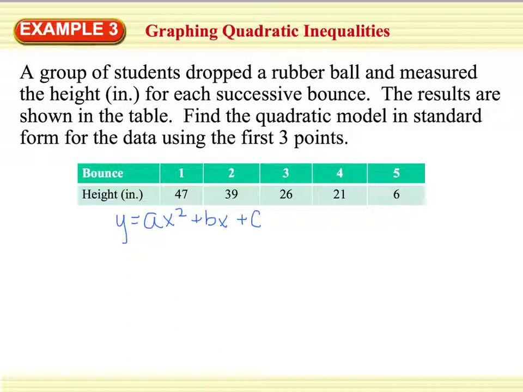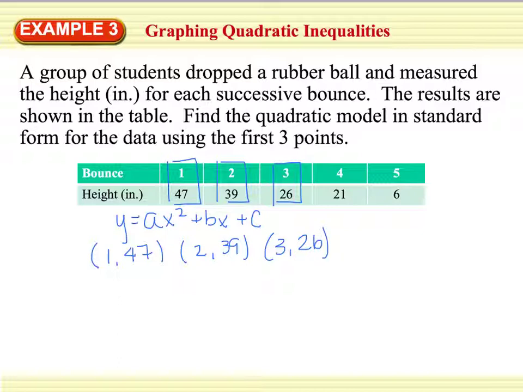If I'm using the first 3 points, I can turn these first 3 points into coordinate points. So I'm going to have the coordinate points 1, 47; 2, 39; and 3, 26. In other words, to explain what the data means, my first bounce went 47 inches, the second bounce went 39 inches, and the third bounce went 26 inches. So to solve this, we're going to write 3 separate equations, and we're going to use these coordinate points to help us out.